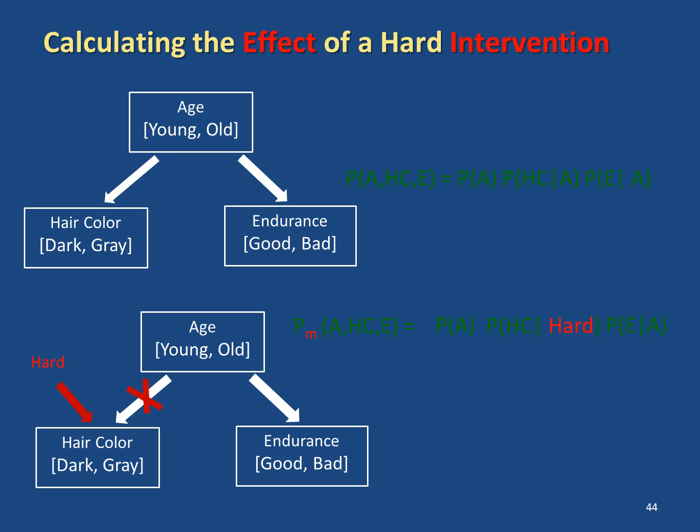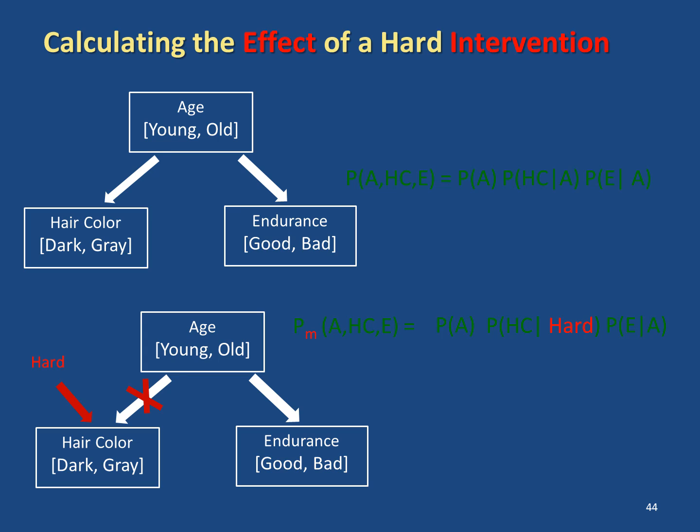And the first thing I do is take the term for hair color, conditional on age, which was required by this particular edge, and no other edge is going into hair color. And now this edge is gone. And so what do I do? I replace that term with the probability of hair color given my hard intervention. In the simplest case, I might say the hard intervention is to paint everybody's hair gray, right? And so the probability of hair color equals gray given the hard intervention would be 1.